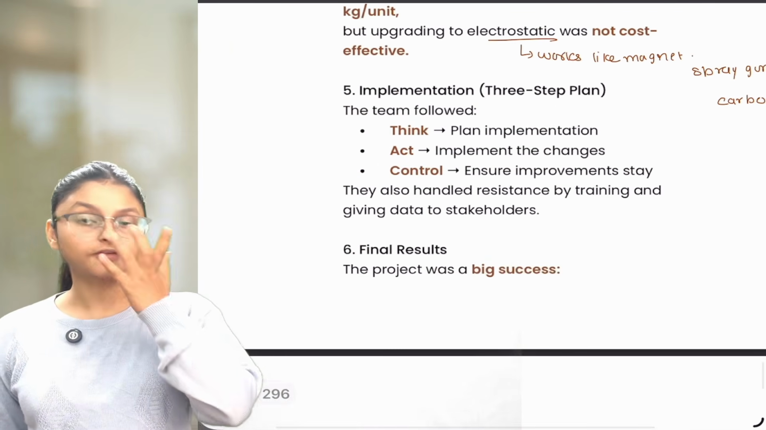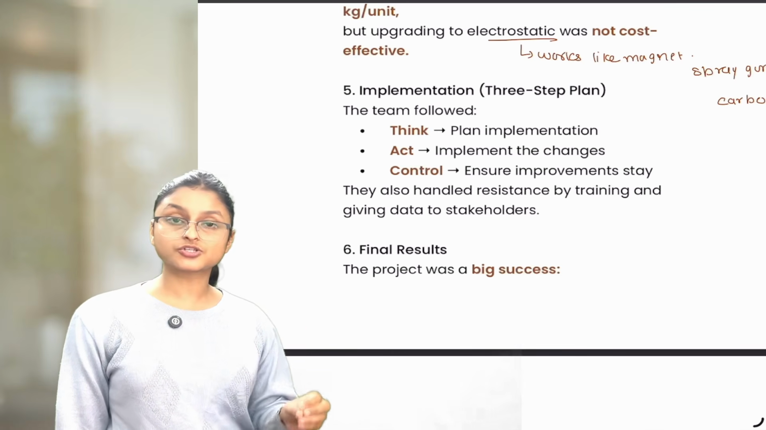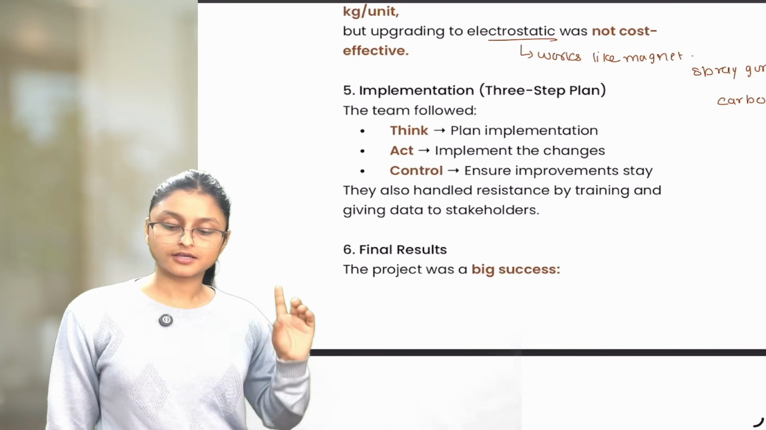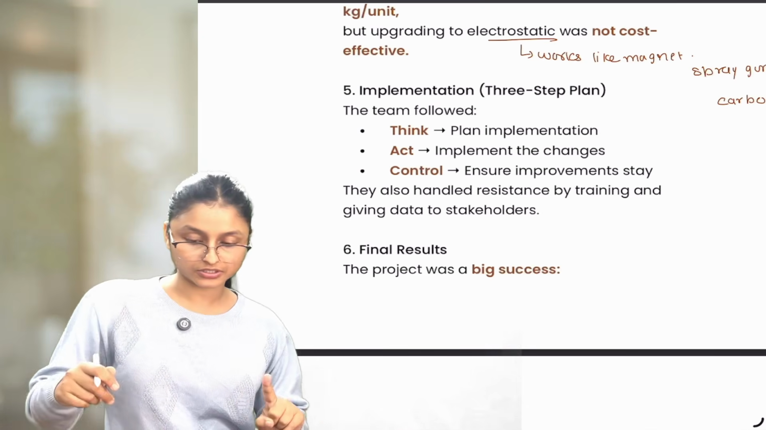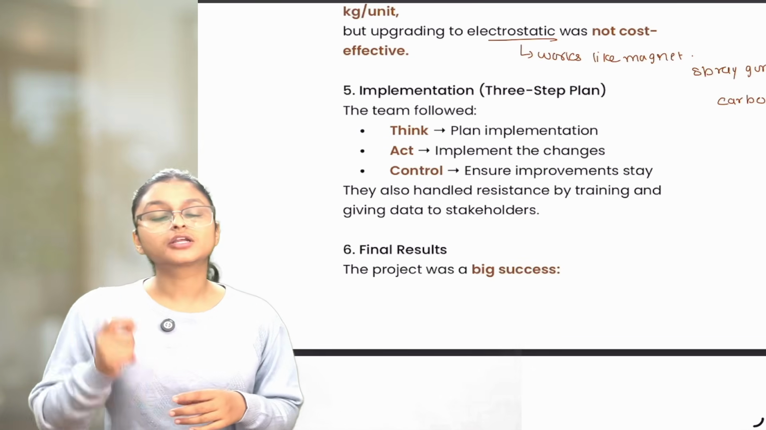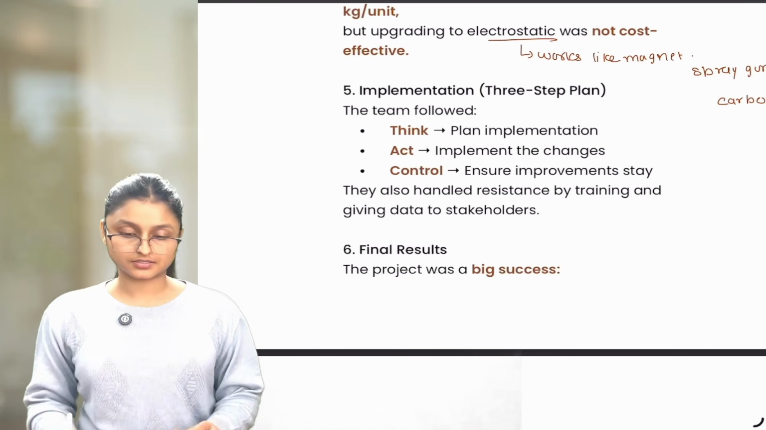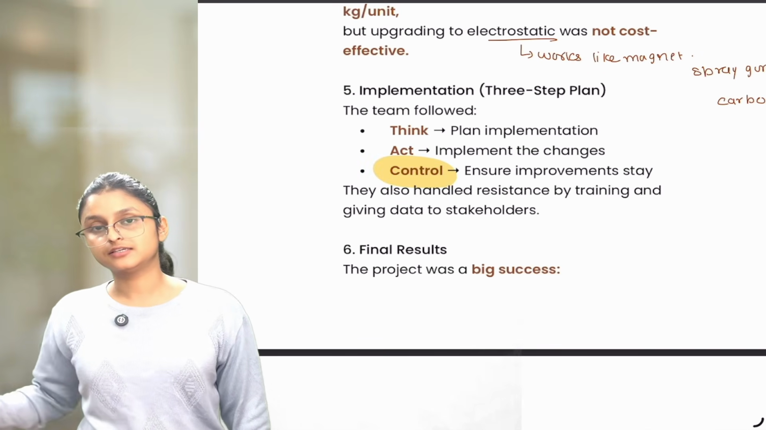Next is implementation. After finding out the best solution, you need to implement that. So for implementation also, they followed a 3-step plan. First, think how implementation will be done. You will make a plan for the same. Then act, implement the changes, and then control, ensure improvement stays. So this is the last process, which is control, in DMAIC.